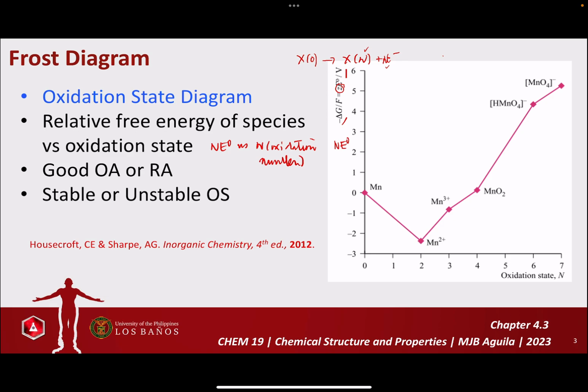And usually, we can see that each point is connected with a line in this diagram, and that connectivity, of course, tells us the direct relationship of the neighboring species. But you can also connect non-adjacent species, and we can also infer some information about non-adjacent species as indicated. So what information can we gather from the Frost diagram?